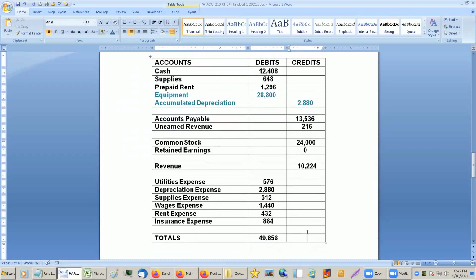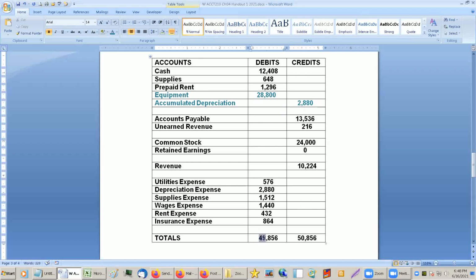Okay, now this other side should be going to be exactly the same. That's right. Bah! I did something wrong. Yeah, I see where it is. The right number is right. Your supplies expense is $1,512 instead of 512. Thank you. Good eyes.